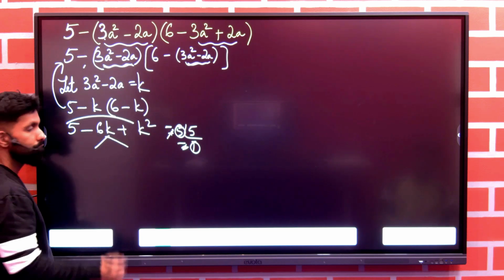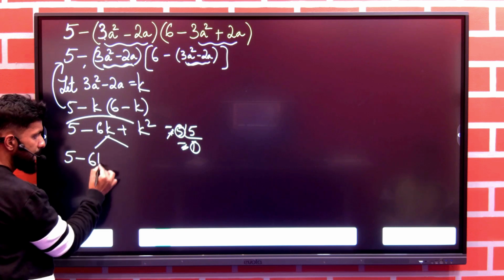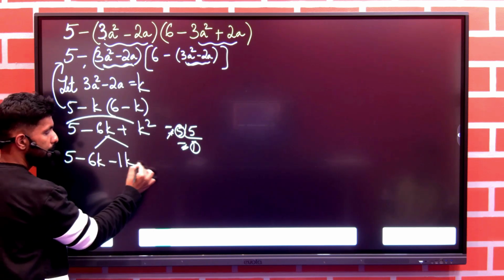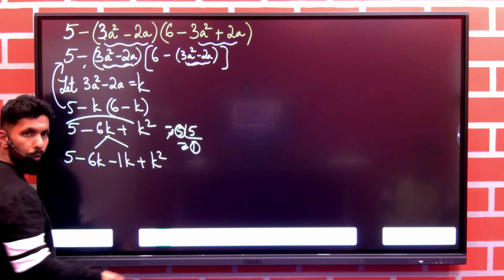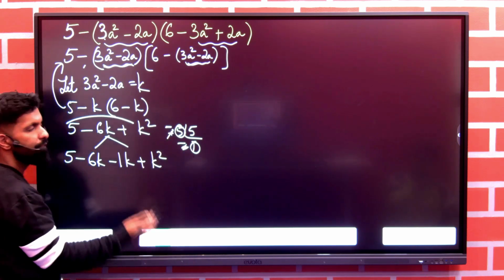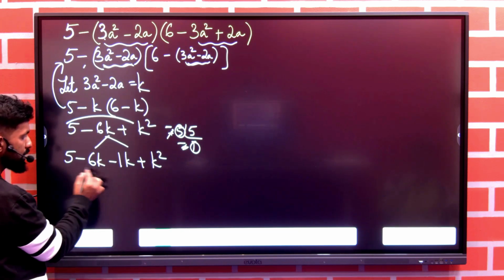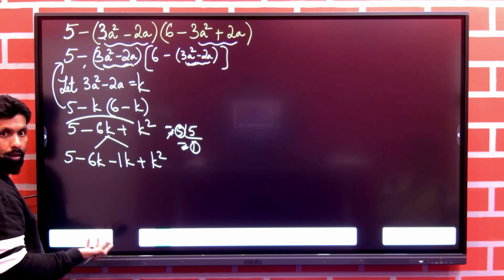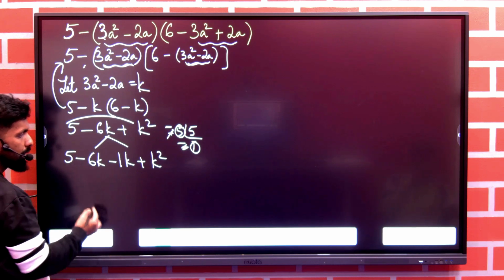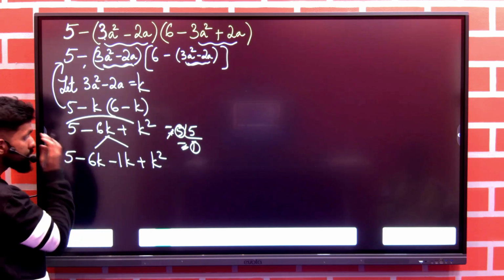I hope you understood. So the correct factors here are 5 minus 6k minus 1k plus k square. If you want, you can also multiply and see minus 5 into minus 1 will give me plus 5 only. The product is anyways plus 5, right? Okay. Now what's common from here? Nothing looks common. You're not able to take anything common. So what to do here?